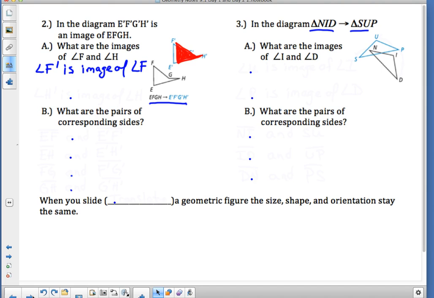Go ahead. Answer it the same flavor, in order. There you go, Zacchaeus. So hopefully we have angle H prime is the image of angle H.